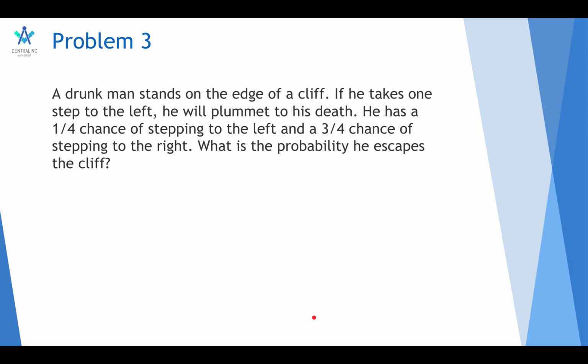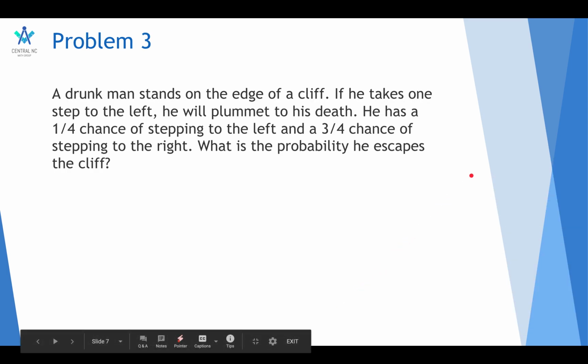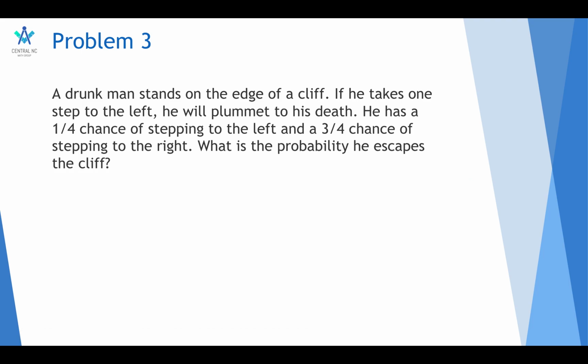All right, on to the last problem. Problem 3. A drunk man stands on the edge of a cliff. If he takes one step to the left, he will plummet to his death. And he has a quarter chance of stepping to the left and a 3/4 chance of stepping to the right. What's the probability he escapes from the cliff? Or really, if you want to think about it as, what's the probability he just doesn't die by stepping over the cliff?